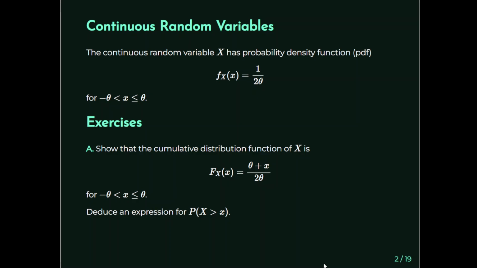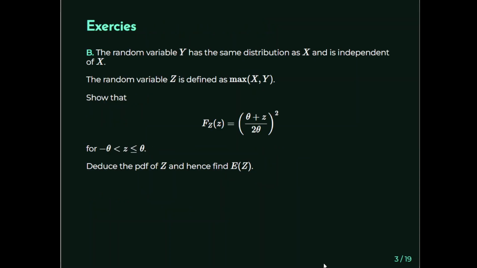Usually these definitions are going to be from minus theta to theta the whole way through, so I'm just going to skip over that part for the sake of brevity until I need it. We've got a couple of exercises here. Show that the cumulative distribution function of x is F(x) = (theta + x) divided by 2 theta, again between minus theta and plus theta. Deduce an expression for the probability of X greater than x, which is the complement of the distribution function.